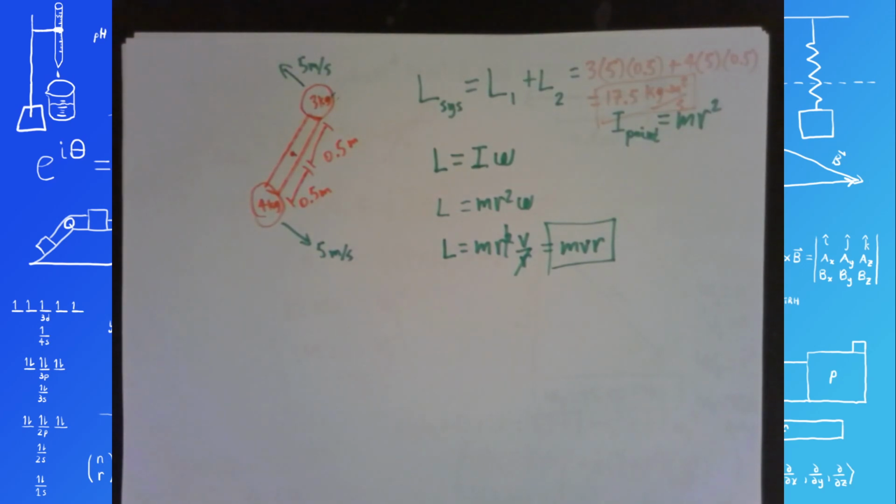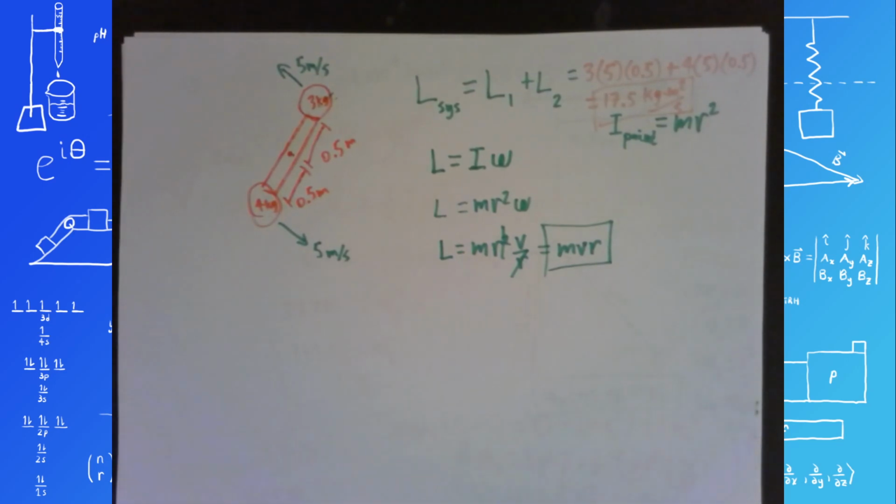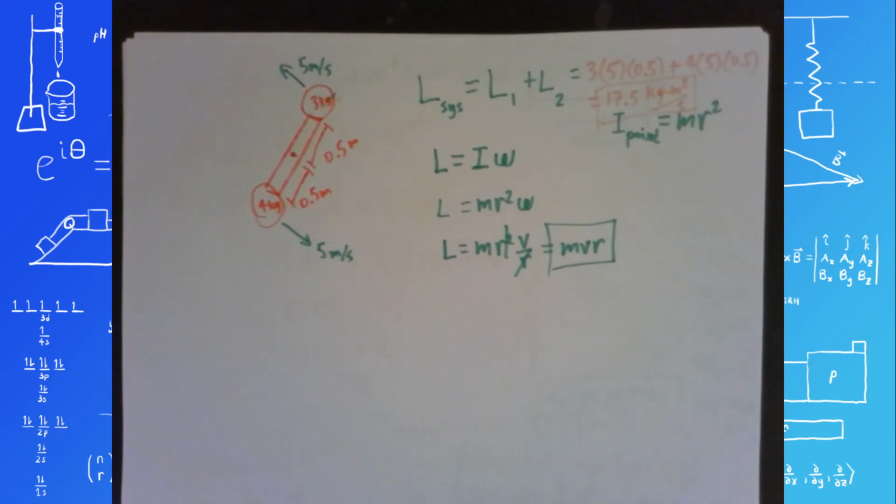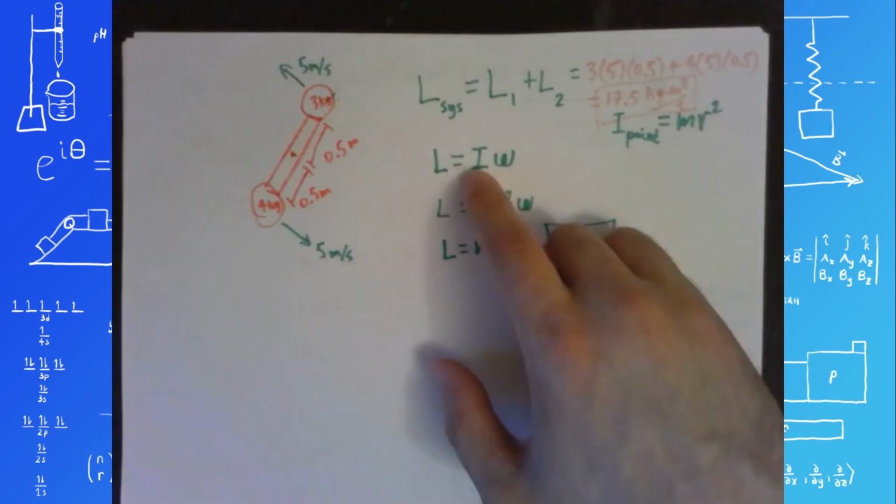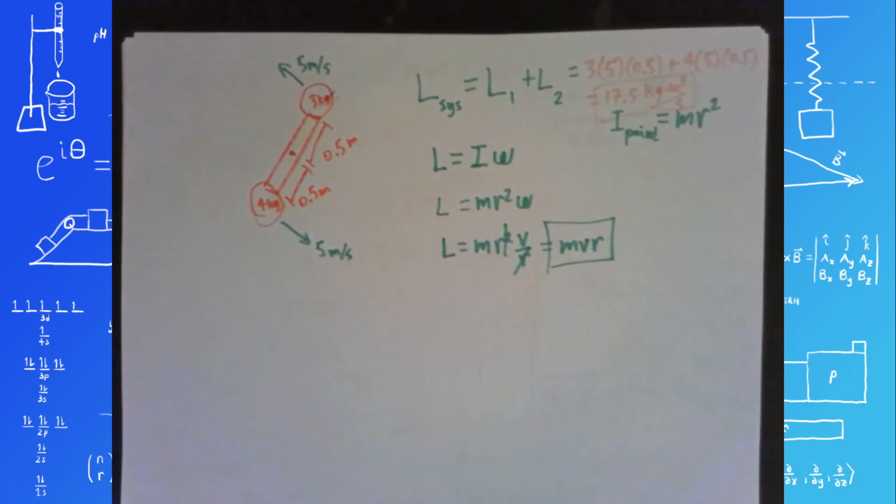A lot easier than it looks at first glance if you know which version of the angular momentum formula to use. And of course, being able to derive it from the basic angular momentum formula is also helpful. If you know how to derive it, and you know how to derive it quickly, then you don't have to memorize as much.